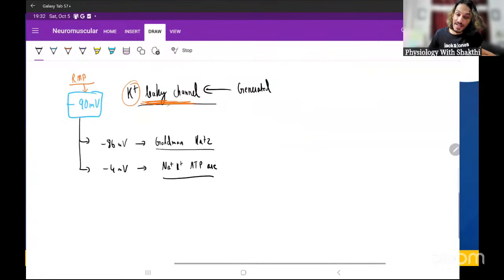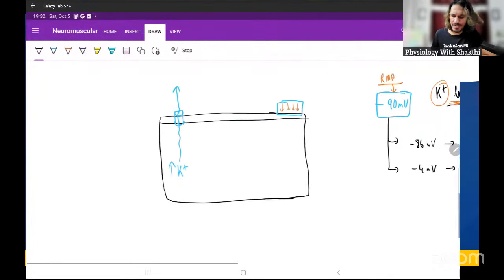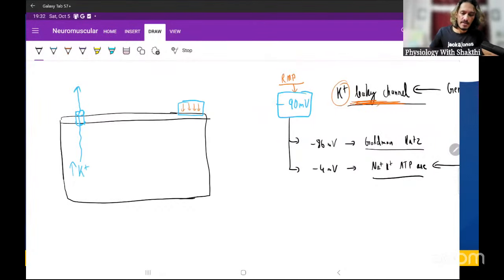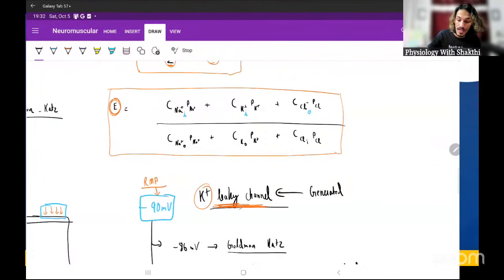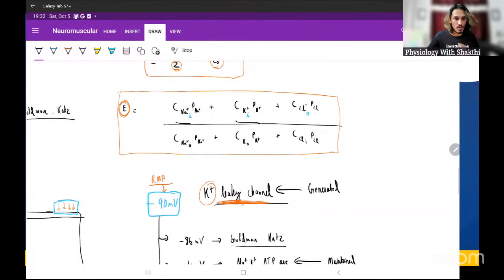So RMP is maintained by your sodium potassium ATPase. How does this work? So it is minus 90. Imagine there is some positively charged ion like sodium, which accidentally came in through some non-specific channels. So some extra positive charge will come. So that is basically what we're talking about. It's not like your membrane is only with potassium. You have chloride, you have sodium. So sodium is a major contributor to whatever else is there.